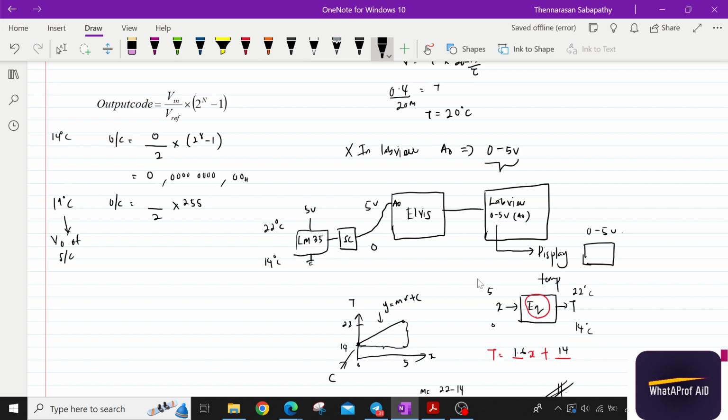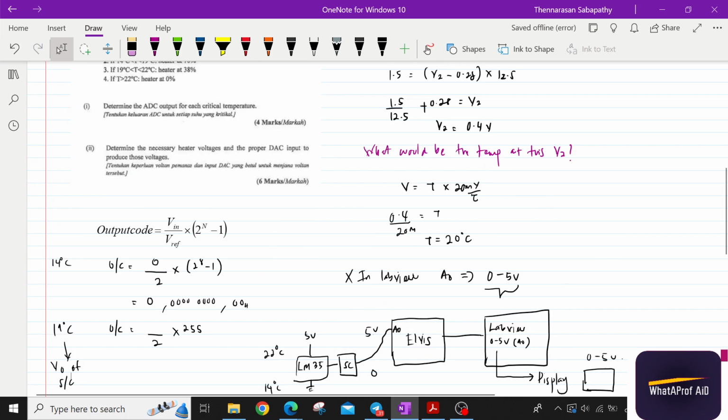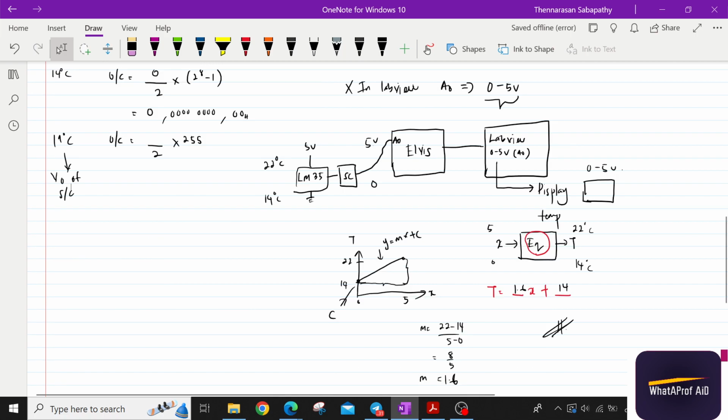What is the value after signal conditioning? What should be the value for 19? 0.38. It's not after signal conditioning. 0.38 is actually after the... no, 0.28. I think it should be higher than that. Okay, should be near to 1 point something.